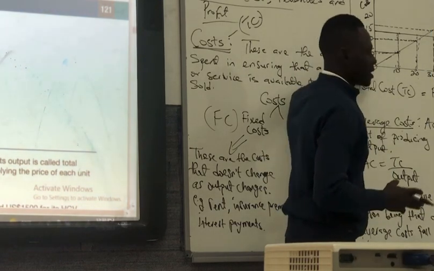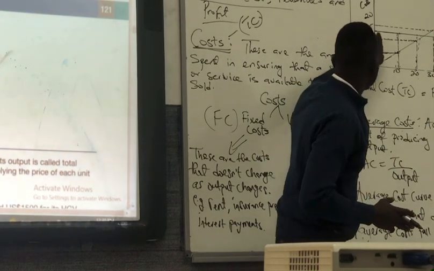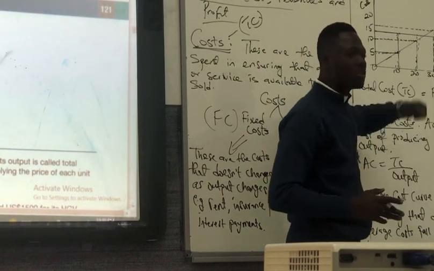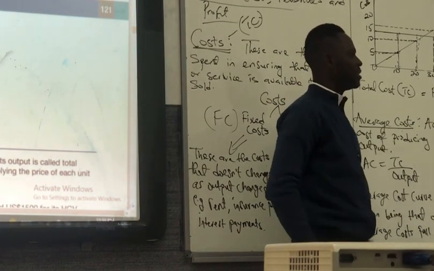These are the costs. So we have the fixed cost, which is stable, and the variable cost. But the variable cost will continue to rise as the level of output rises.